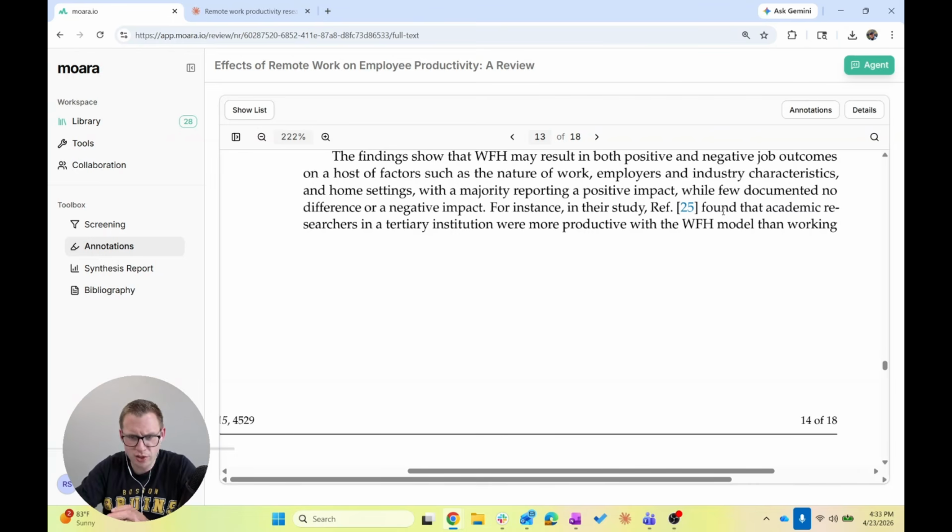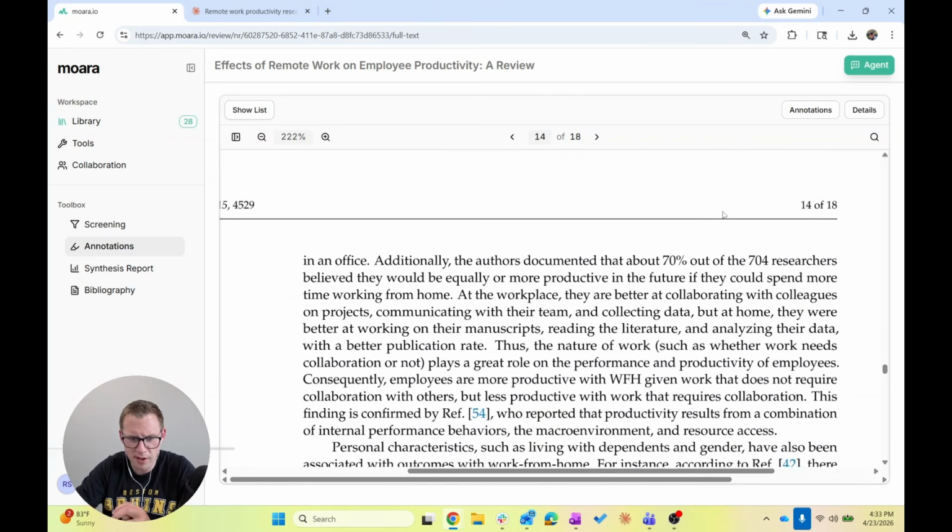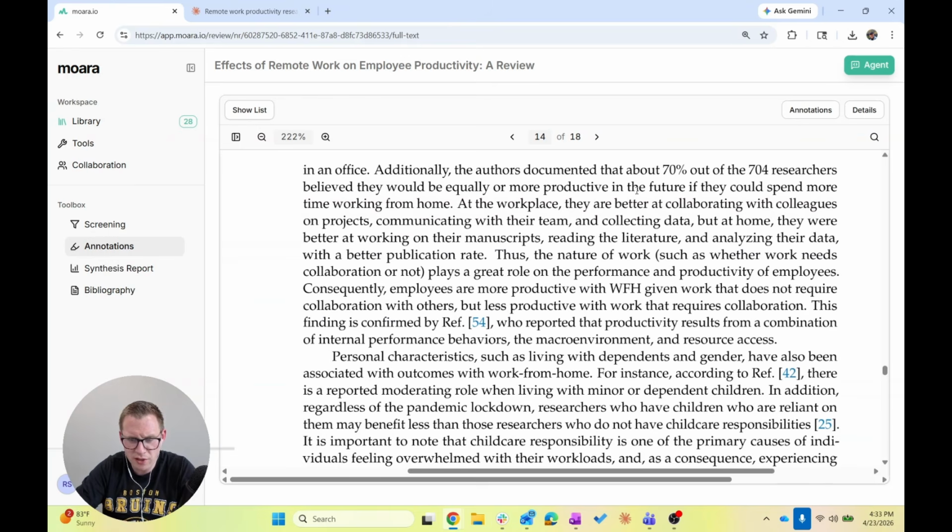Academic researchers in tertiary were more productive with the work from home model than working in an office. Additionally, the authors documented, in their survey results, that about 70% of the 704 researchers believe they would be equally or more productive in the future if they could spend more time working from home at the workspace. I mean, let me state the obvious.